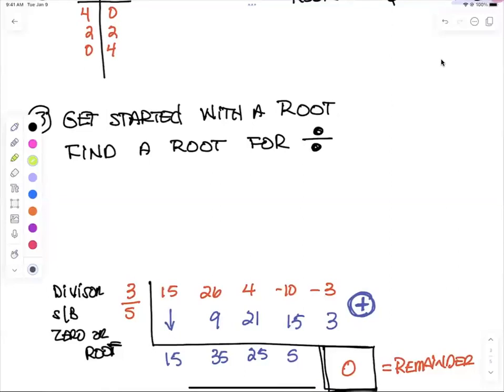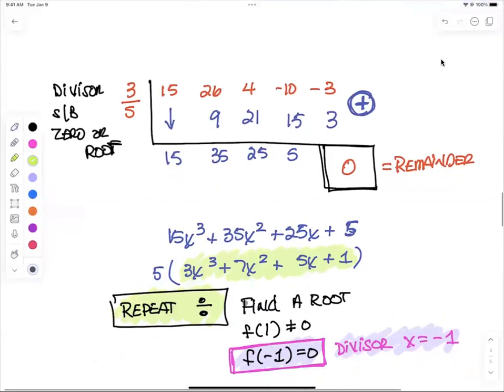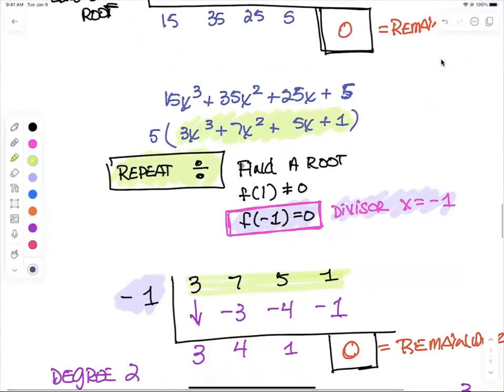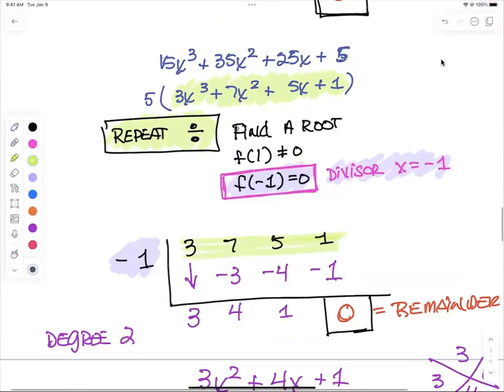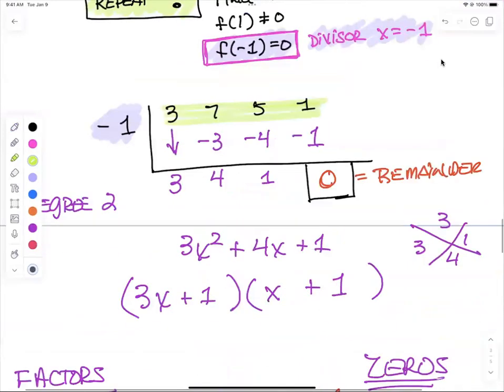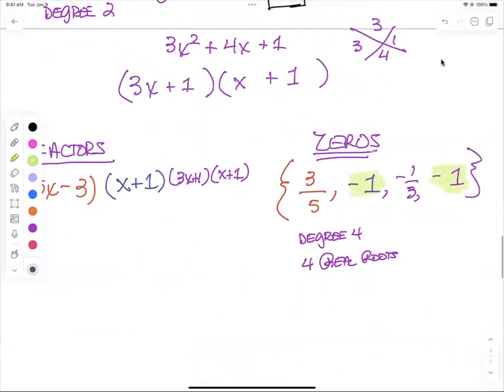If none of that works, then just go to your graphing calculator and see if you can find a root to get started with. So here we used the root that they gave us, which gave us a degree 3 poly. Then we had to repeat the process again, but this time we had to find our own root to go through the synthetic division process with. And then finally, we ended with a degree 2 that we were able to factor.